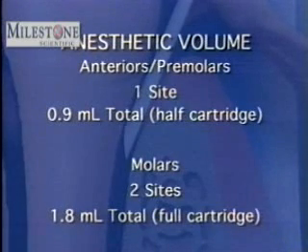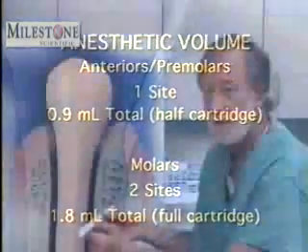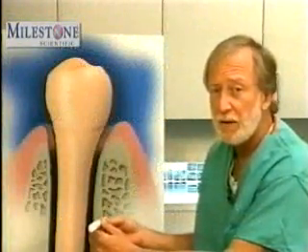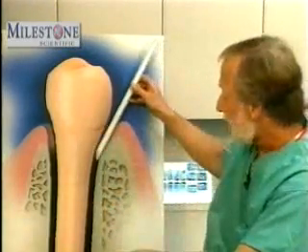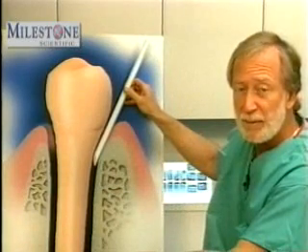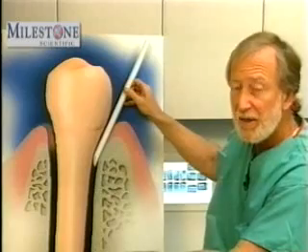On mandibular molars, one full cartridge, 1.8 ml, to be deposited in 2 injection sites, while on anterior teeth, using 1 injection site, 0.9 ml or half a cartridge will be deposited. Make certain that you deliver an adequate volume of anesthetic. At the end of the procedure, in order to prevent the anesthetic from flowing into the patient's mouth, leave the needle in the PDL space for approximately 5 seconds after you remove your foot from the foot pedal. Then remove the needle.